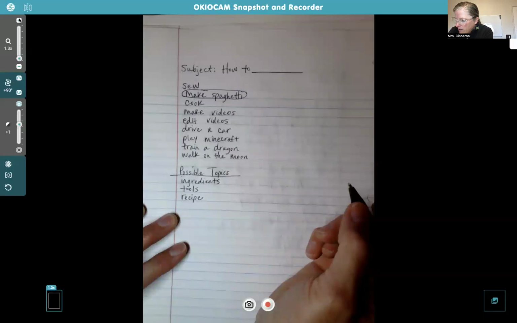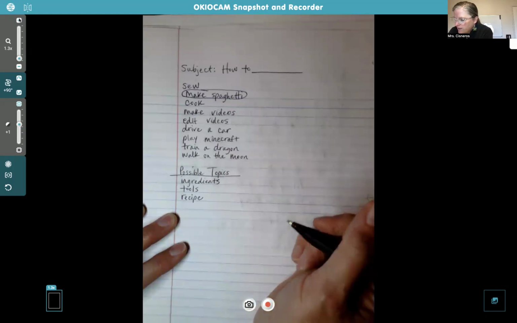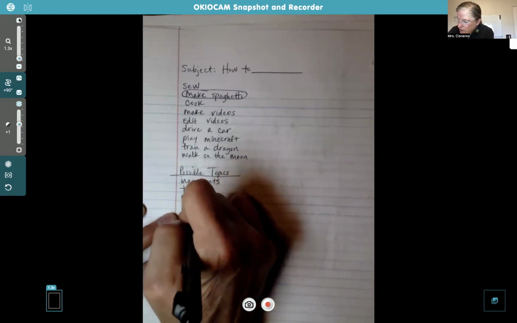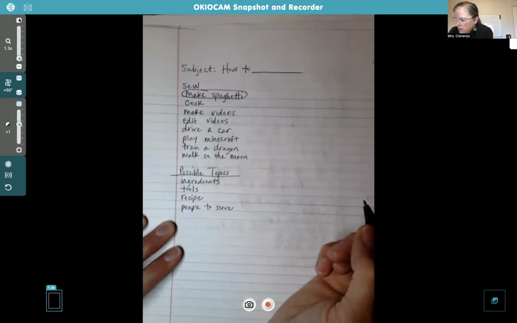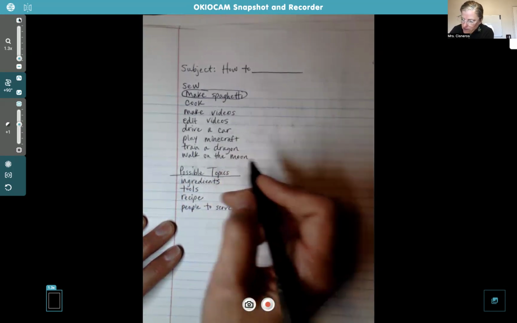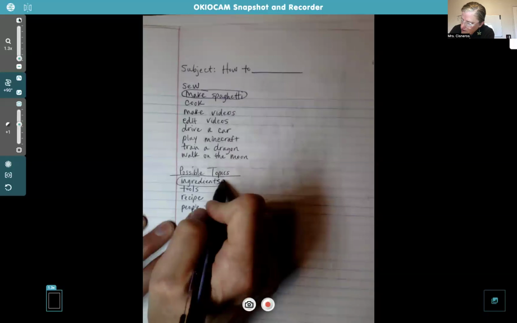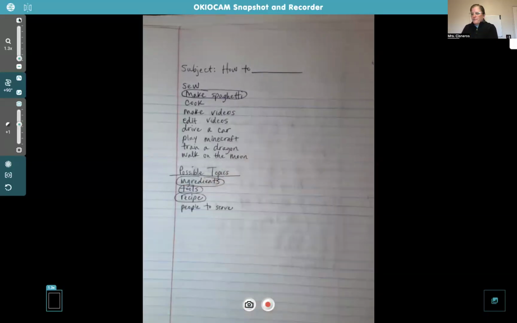What else? I need to have the tools, like the pot and everything. People to serve it to, people to serve. And that's a good start for me. Now, remember, we're writing 3 body paragraphs, so you're going to need to come up with at least 3 topics. I'm going to choose ingredients, tools, and recipe. So in your possible topics, you need to pick 3 because you're going to write 3 body paragraphs here. Okay.